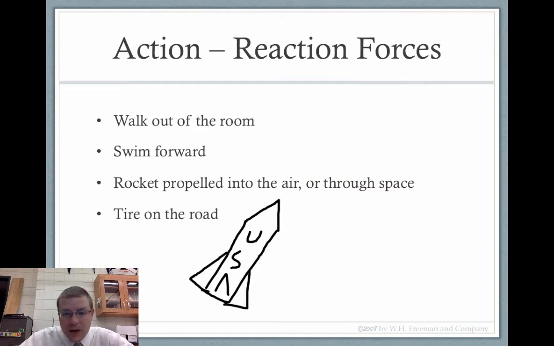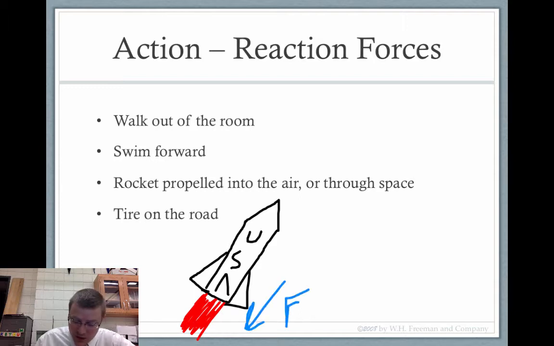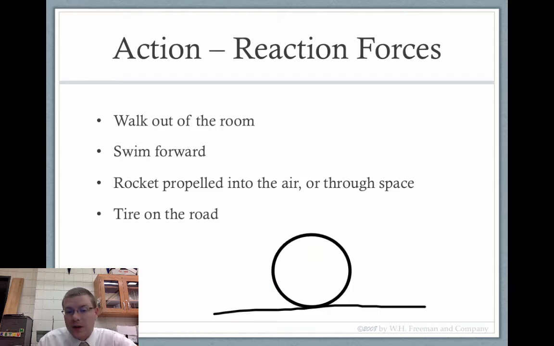When a rocket moves through the air or through space, it burns fuel and shoots fuel in one direction. The forces here are that the rocket pushes the gas down and out, and the gases then push the rocket forward. With a tire on the road, as the tire spins and runs down and hits the floor, the tire pushes backwards on the road.